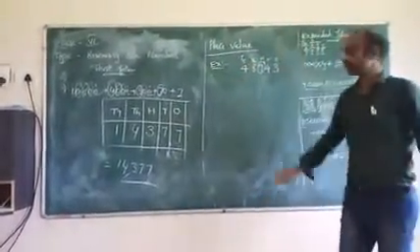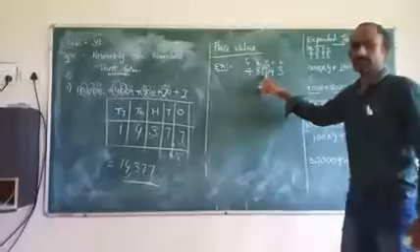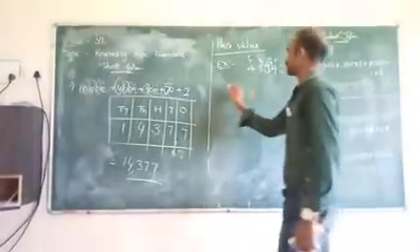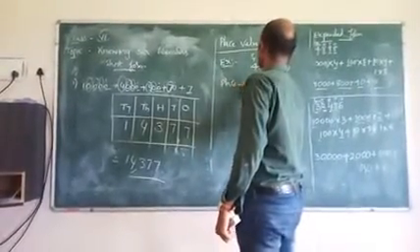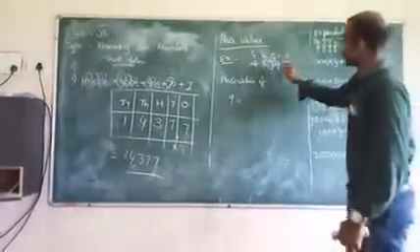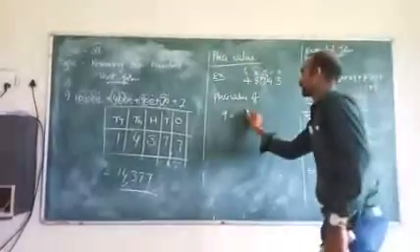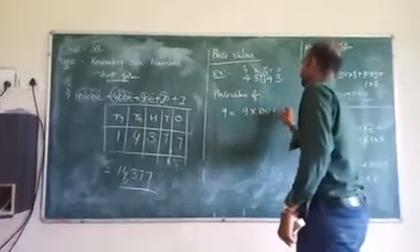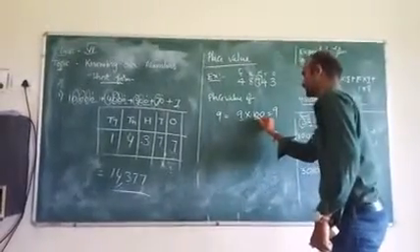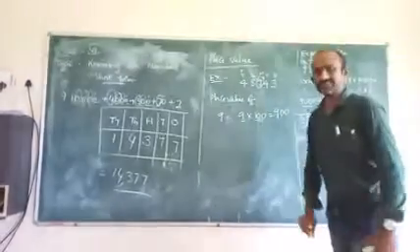10,000s. How many 10,000s are there here? 4. How many thousands? 8. How many hundreds? 9. How many tens? 4. How many ones? 3. So, what is the place value of 9? You see that 9 is in hundreds place. So the value is 9 ones are 9 and 2 zeros. So the answer is 900. The place value of 9 is 900.